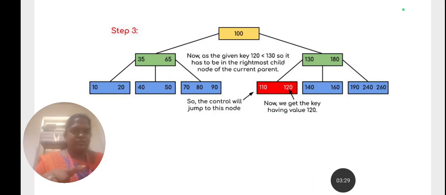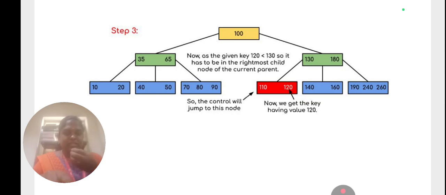If you are having values from 10 to 20, say 15, and you are at the leaf node, the child node will be in between 10 and 20. If the value is less than 10, the child node will be on the left side of the parent node. If they have values from 20 to 40, like 25 or 30, they will be on the right side of 20.